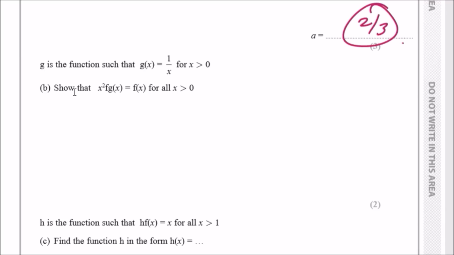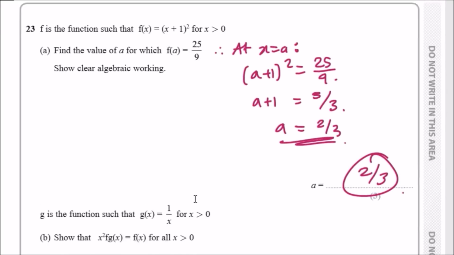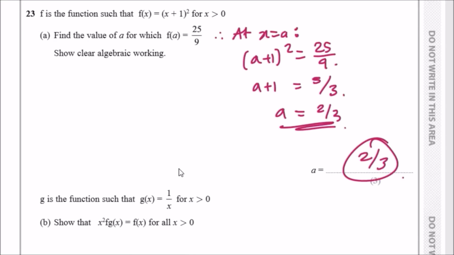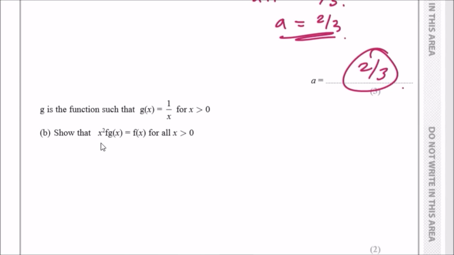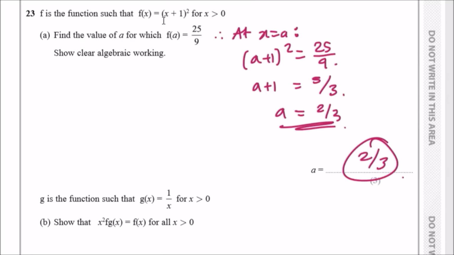Just 2 more parts to go, guys. So g is the function such that g(x) equals 1/x for positive values of x. Show that x squared times f(g(x)) equals f(x) for all positive x values. Damn. So what this really means, firstly, we find the composite function f(g(x)). So when g enters f, so when 1/x enters this function f(x), where x is now literally 1/x, and then you multiply by x squared, and you should get the original f(x) representation.